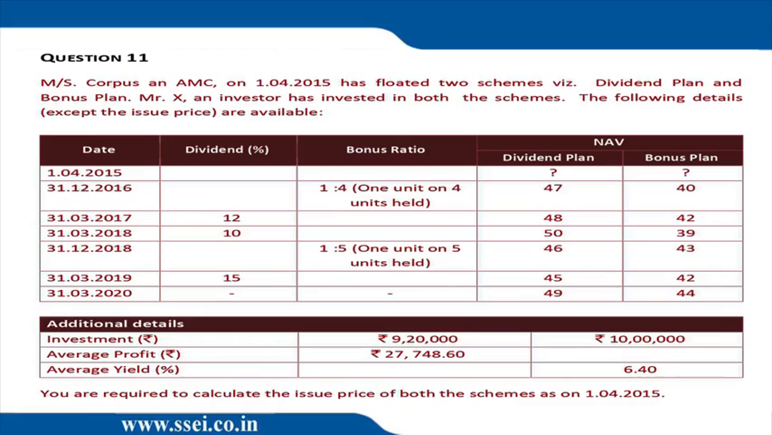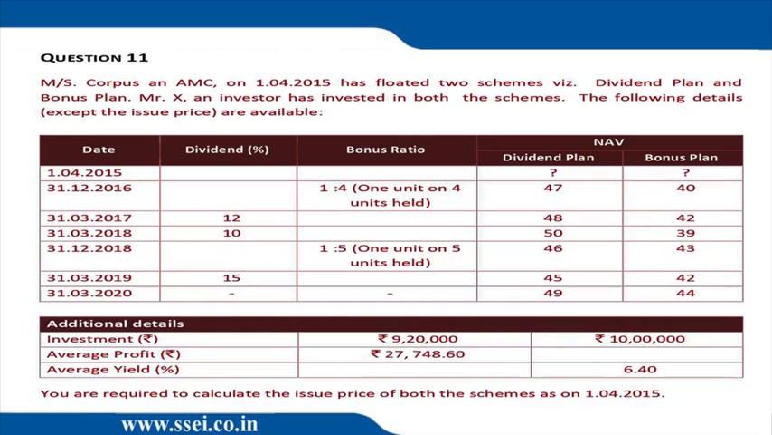So 20,500 into 48 by 49.2, that comes to 20,000. Perfect. So 20,000 units we purchased initially by investing 9,20,000. So what was the issue price? 9,20,000 divided by 20,000, that is coming to 46. 46 is the answer.